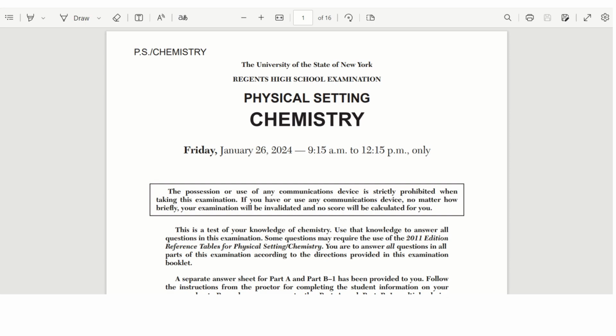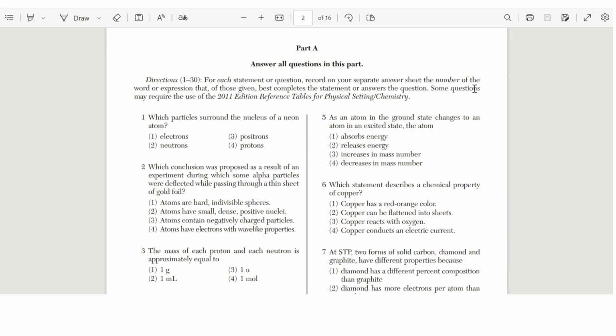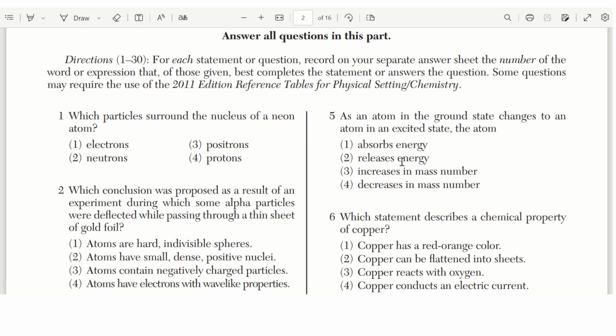All right, January 2024 exam time. We're going to start with Part A. Part A are the easiest multiple choice questions. Don't involve a lot of steps. Should be fairly straightforward. Okay.